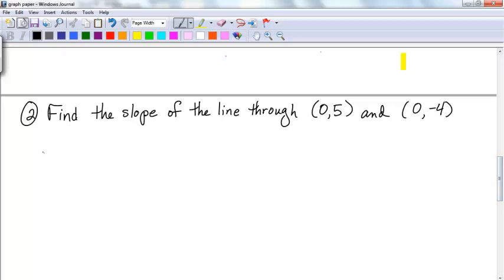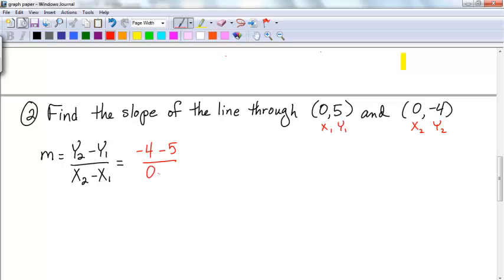If we do this, m equals y sub 2 minus y sub 1 over x sub 2 minus x sub 1. You should always write the formula down. Label one of those x sub 1, y sub 1, and the other one x sub 2, y sub 2. Just be consistent when you label it, and then substitute in. So my y sub 2 is -4 minus my y sub 1, which is 5. My x sub 2 is 0 and my x sub 1 is 0.